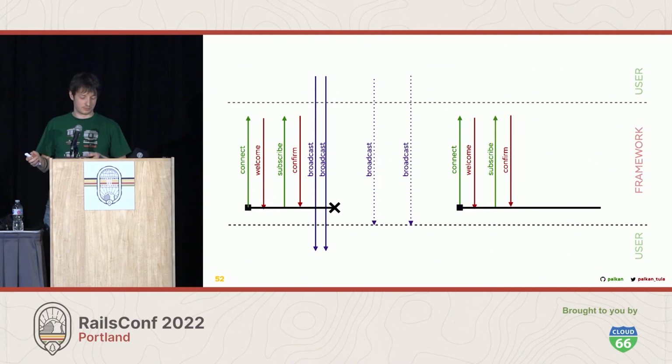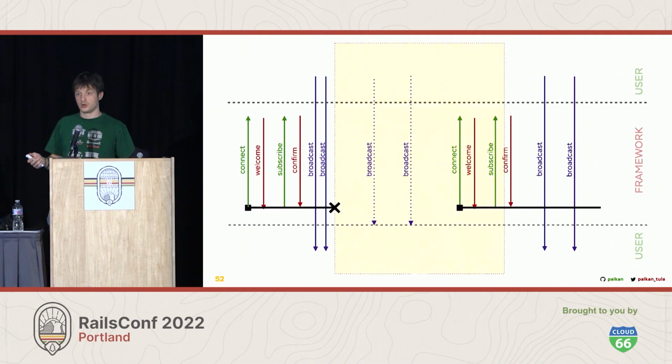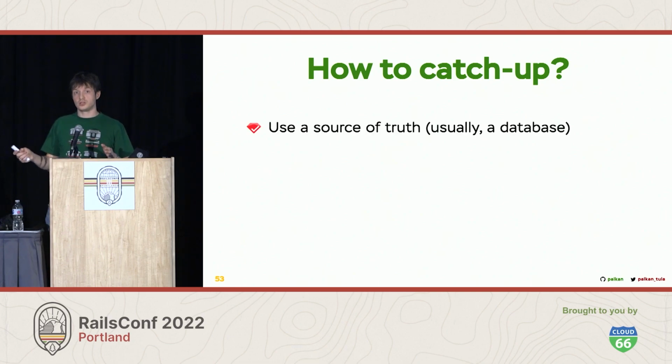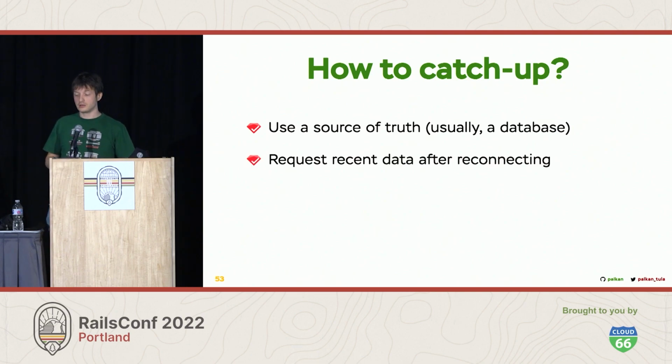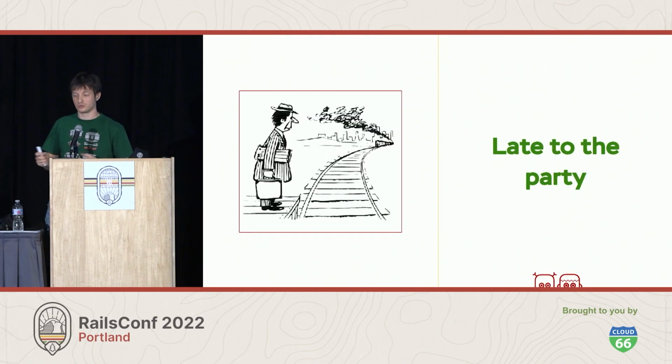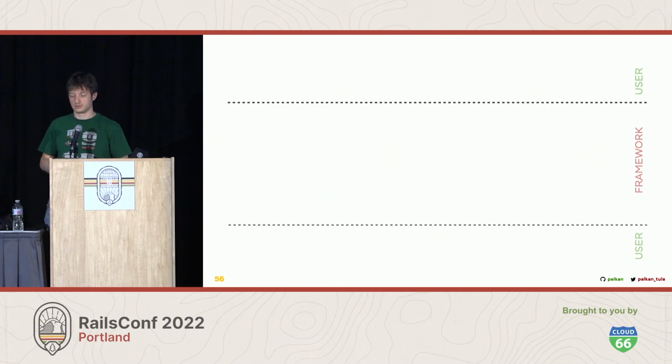What would be the approach to dealing with that? Well, first of all, we need some source of truth. We need some data which we could use to restore the state, usually a database. In our example, it's just a messages table. Okay, we have it. Then we just need to request this data after reconnecting. And to be more precise, we actually need to request this data even if we connect for the first time, even if we have a stable connection. Because there is another problem, which is kind of the same but a different representation, which I call late to the party. Let's go back to our animation.